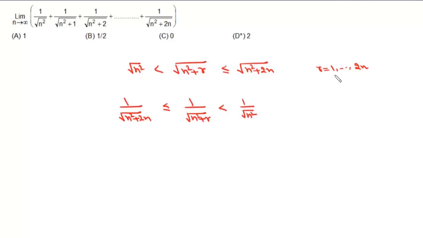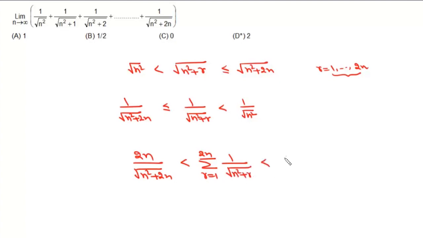Now we take this summation, r varies from 1 to 2n, will be this 2n upon under root of n square plus 2n will be less than this summation, r varies from 1 to 2n, 1 upon under root of n square plus r, and will be less than 2n upon under root of n square. Now we take this limit n tends to infinity.